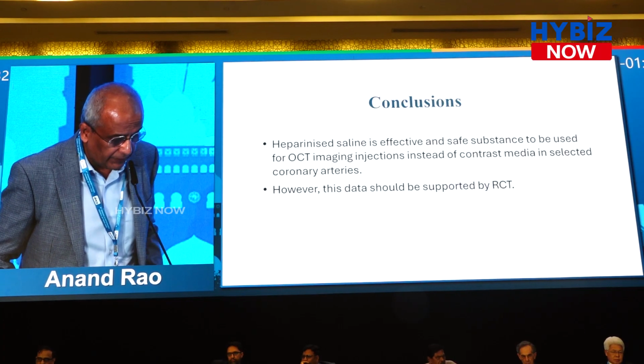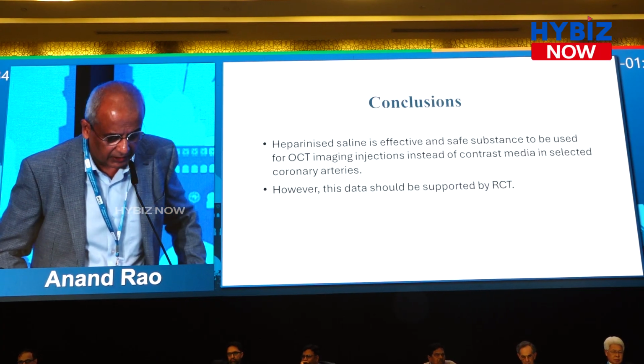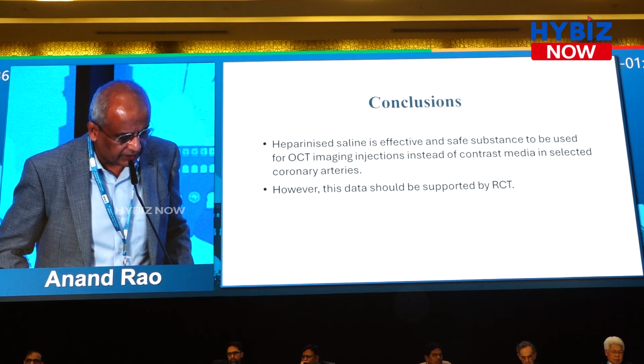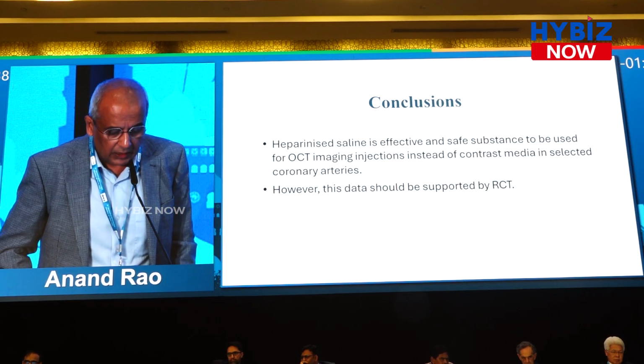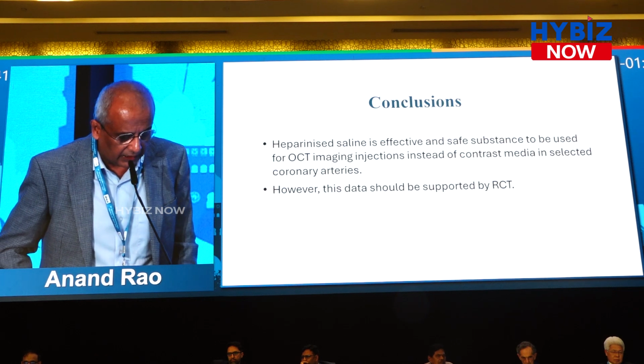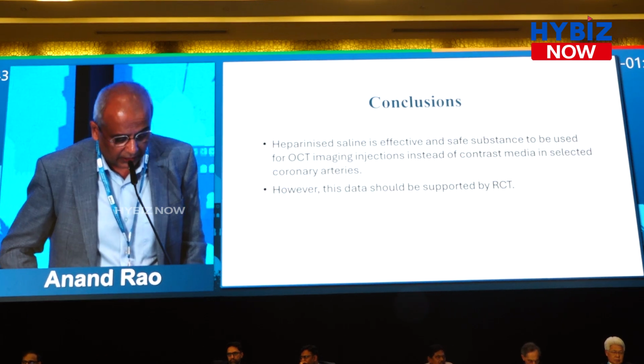So my conclusion would be that heparinized saline is an effective and safe substance to be used for OCT imaging injections instead of contrast medium in selected coronary arteries. However, this data should be supported by a randomized controlled trial. Thank you very much. Very nice presentation.